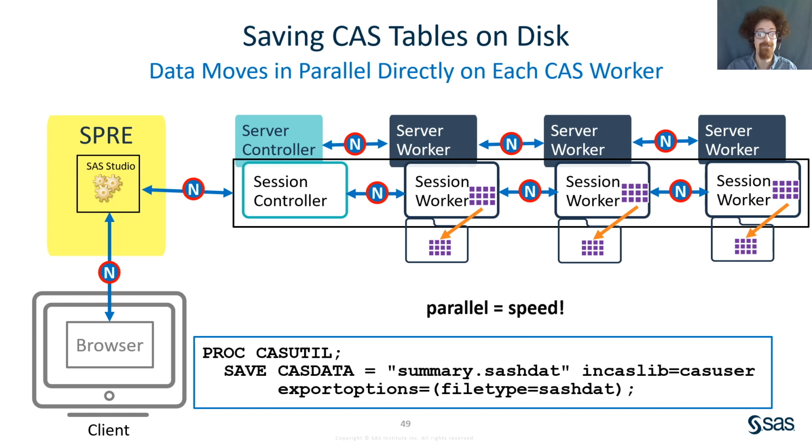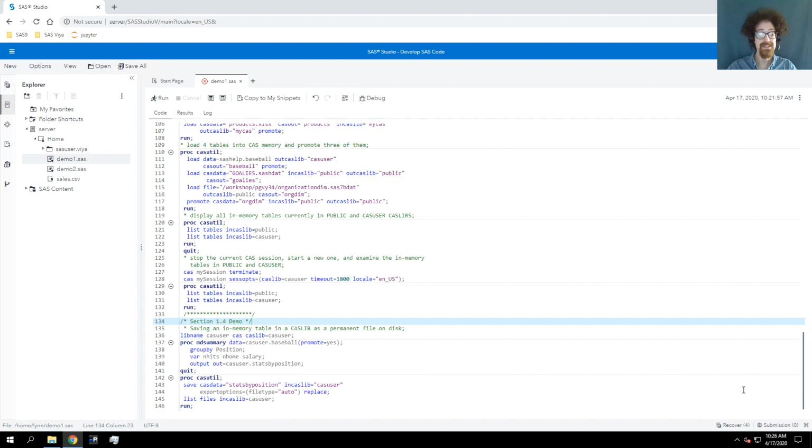Here is an example of a valid save CAS data statement for distributed SAS HDAT files. And we'll see some more examples of this in the following demonstration. In this demonstration, we'll create an in-memory table using a CAS-enabled procedure, and then we'll save that in-memory table on the hard drive of the CAS server.